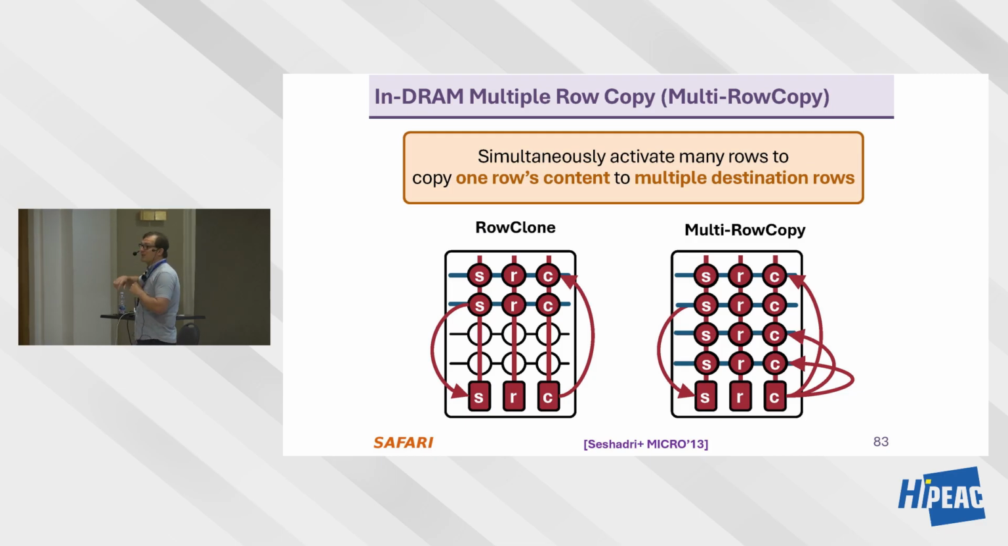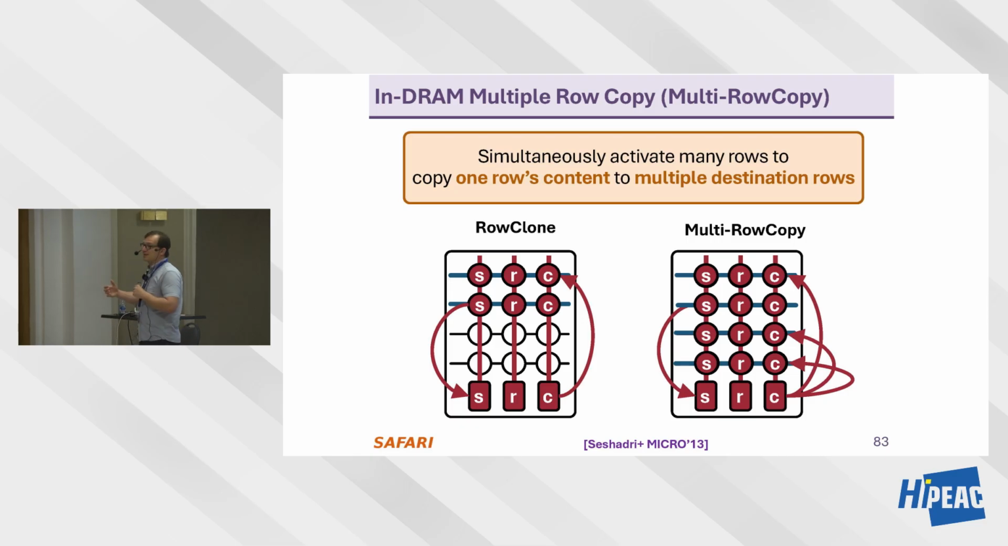So remember RowClone. Yesterday I showed you that you could actually copy a source row to a destination row by doing 2 consecutive activations, which is great. That's 1 row only. In this work, we show that you could actually do it to many rows. You could copy a source row, and if you do multiple row activation, many row activation, that source row can get copied to 31 other rows.